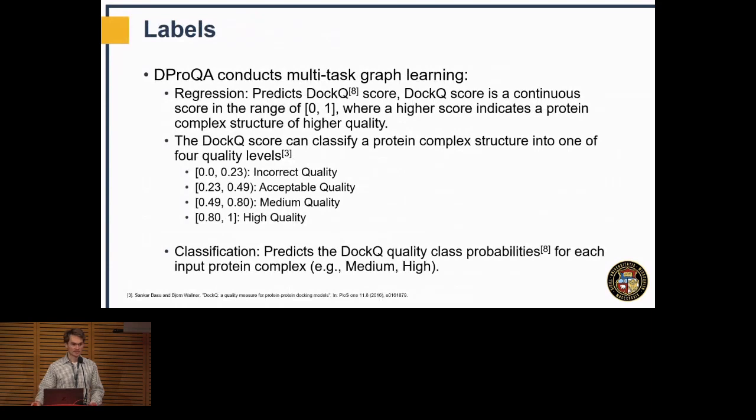So let's get into the multitask learning part of DProQA. We have two different objectives, regression and classification. For the regression, we found it helpful to predict the DockQ score. That's our main target for this work, but the classification also helps, as we'll see.